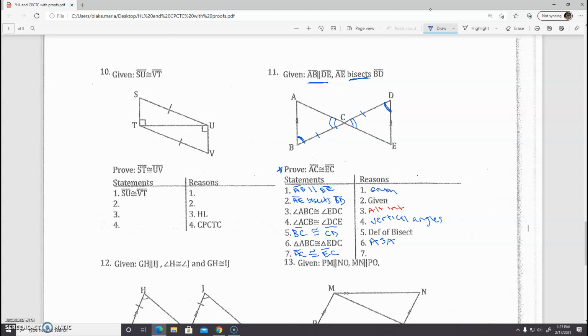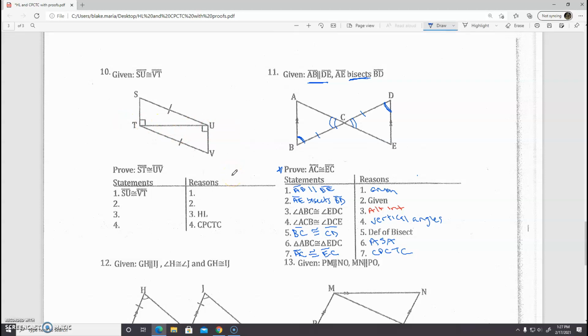Well, think about it. You just proved the two triangles are congruent. So yes, their parts are congruent. CPCTC. All right, so you're going to finish this up. Remember, vertical angles exist. That reflexive property pops up, hypotenuse leg, and then all the other stuff we've learned.